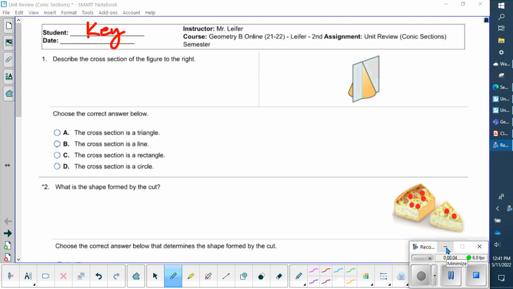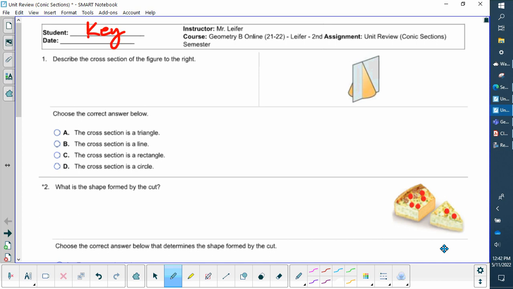Okay, here is a review I'm going to go through for the conic sections unit. And let's start off with cross sections. Now, what is a cross section? A cross section is when basically I take a 3D figure and I slice it.